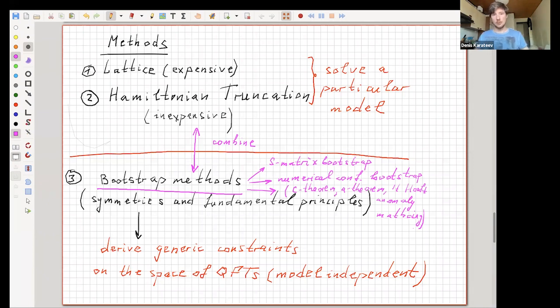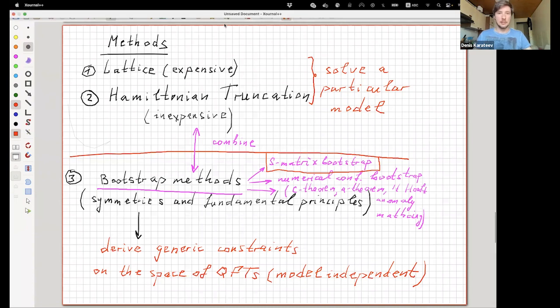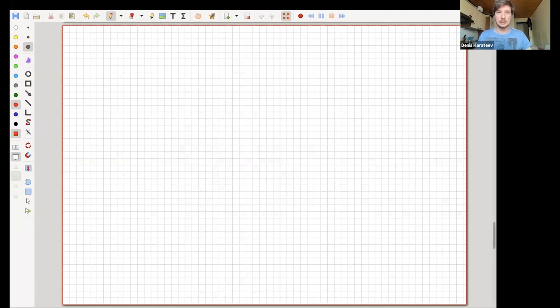Very good. So in the rest of today's talk and maybe the beginning of tomorrow, I would like to talk about the S-matrix bootstrap and recent developments. And maybe at the end of tomorrow I will have time to talk about the numerical conformal bootstrap very briefly. But before I start that, I would like to show you some very concrete results of what you can do with numerical methods before I jump into bootstrap results.